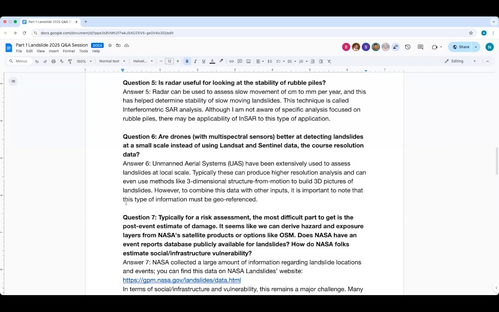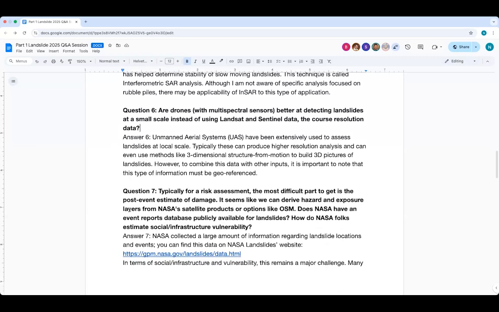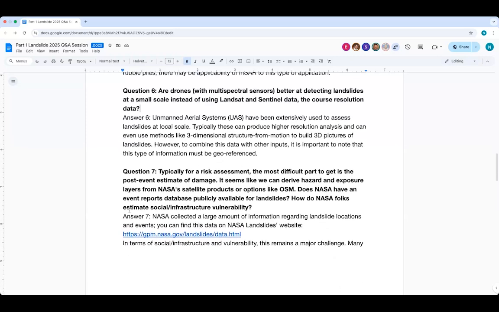Okay, terrific. Question number 6. Are drones with multispectral sensors better at detecting landslides at small scale instead of using Landsat and Sentinel data, the coarse resolution data?